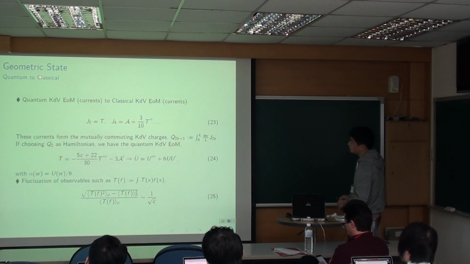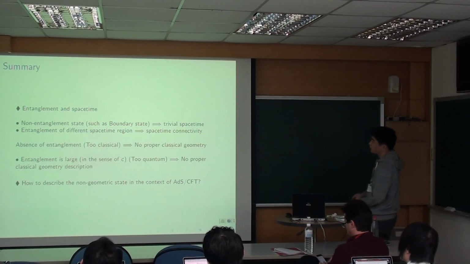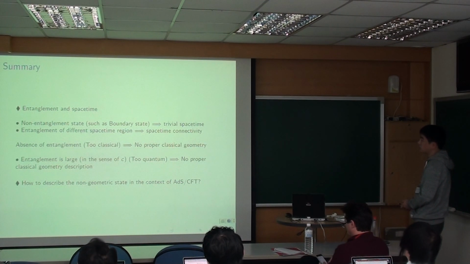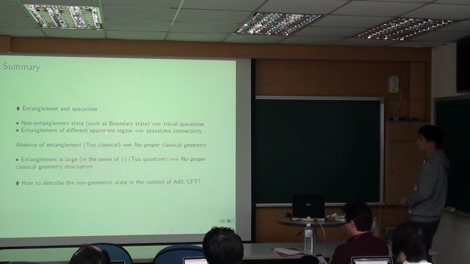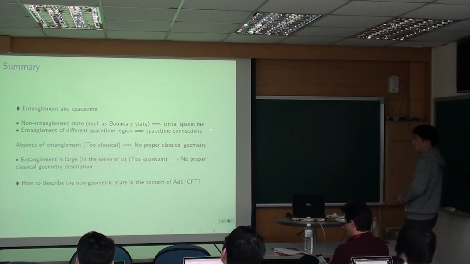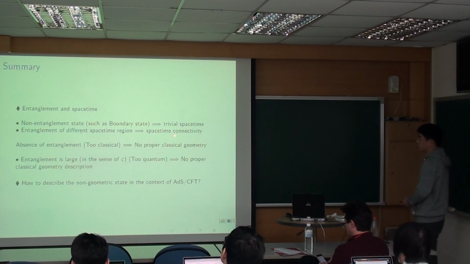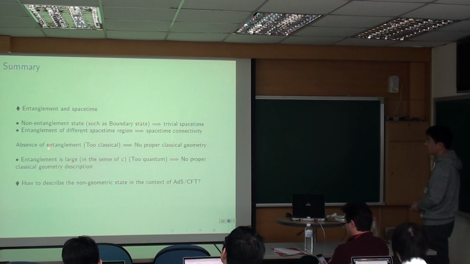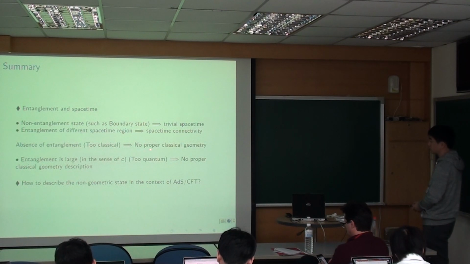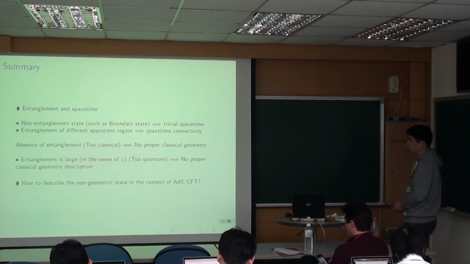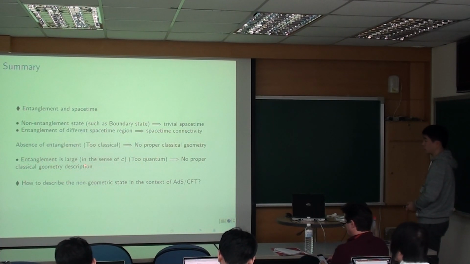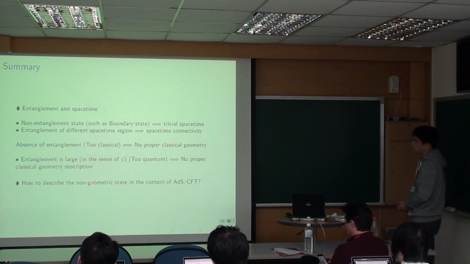And this is some comment from quantum to classical. It can be seen as the fluctuation at first order. And I briefly summarize this. Regarding the entanglement of spacetime, there are two other arguments: if the state has no entanglement, then it will be a trivial spacetime. And if the entanglement between different spacetime regions is zero, then the space is disconnected. This is an argument from others, from Takayanagi and from Van Raamsdonk. So we can understand this as too classical, so it has no proper classical geometry. Our result is that if the entanglement is too large, then there is also no proper classical gravity description. But we still don't know how to describe this theory.